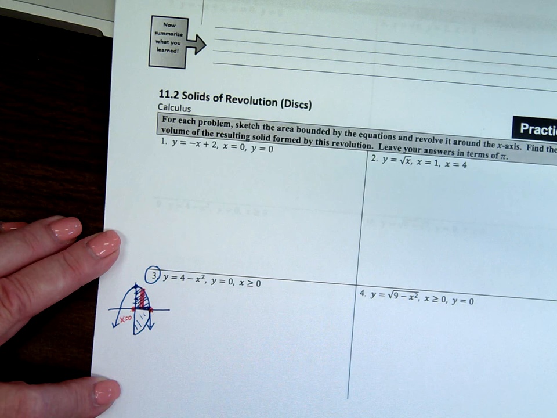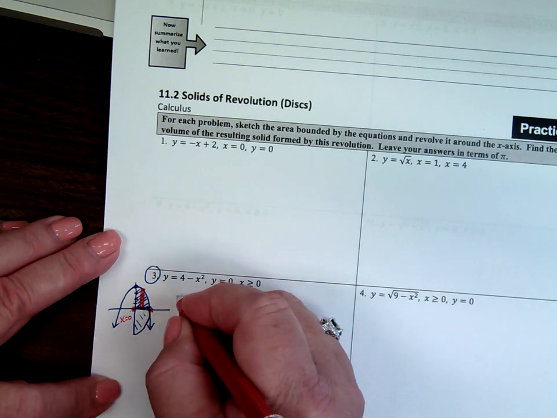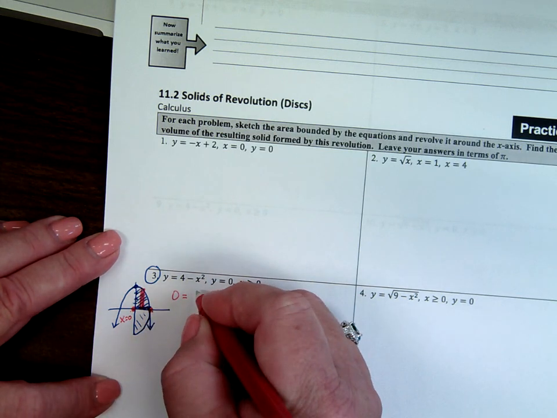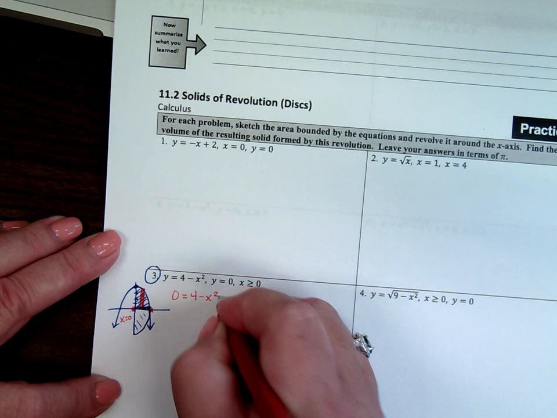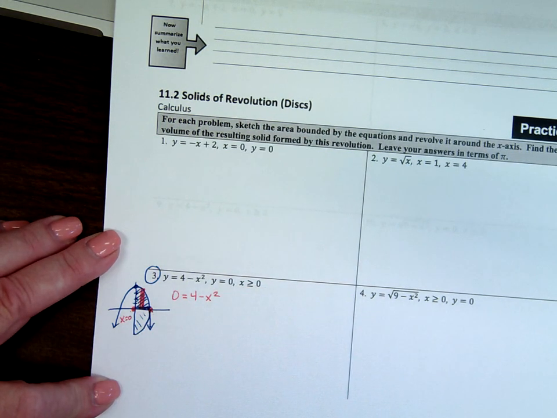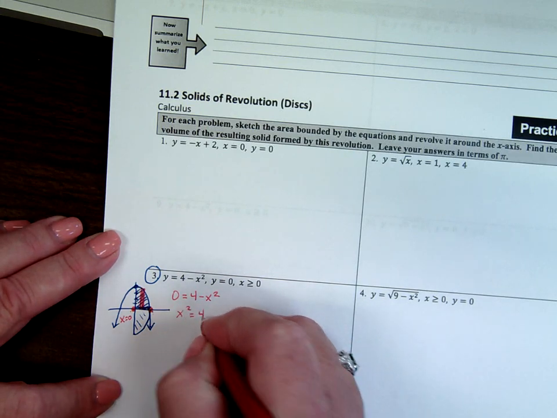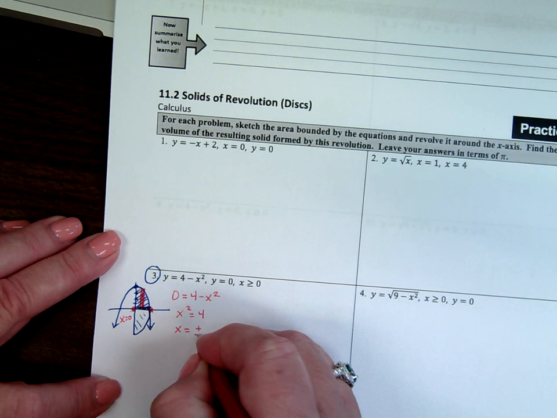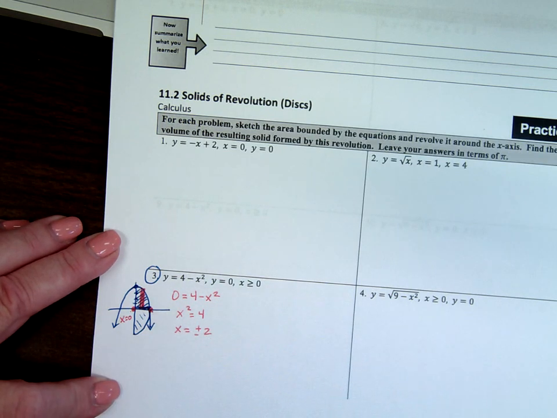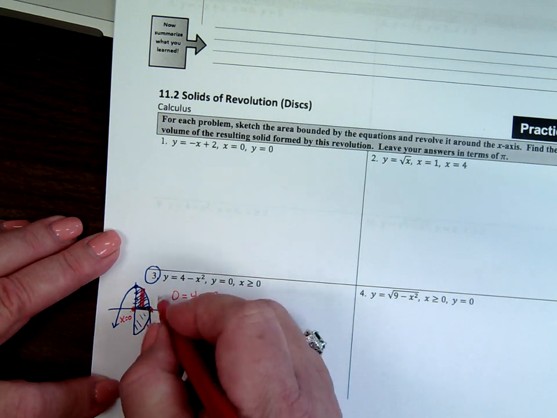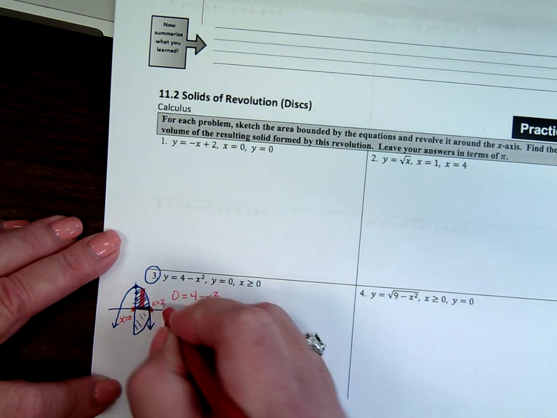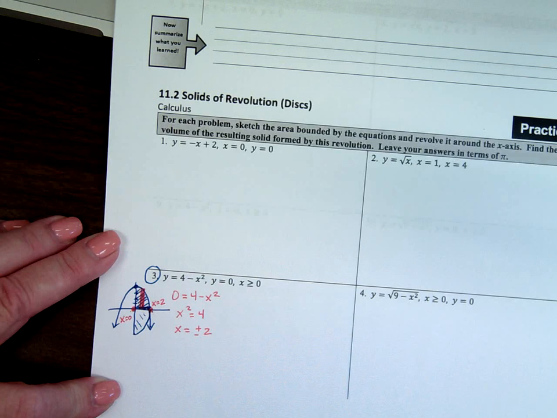The way that you get that is you want to know where it crosses the x-axis. So you're going to take 0, set it equal to 4 minus x squared, and solve that out. That's going to help for your bounds. You can't set up the integral without the bounds. All right, so you get x squared equals 4, x equals plus or minus 2. Obviously from our picture, this part right here is x equals 2. The negative 2 would be on the other side. We don't care about that. That's not part of our bounded area.